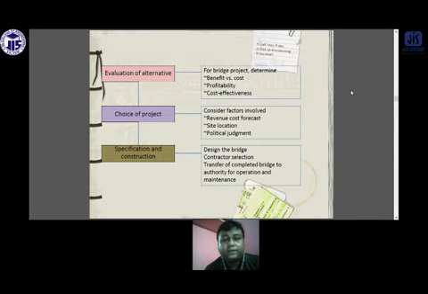Next is the evaluation of alternatives for a bridge project. Determine the benefit and cost ratio, profitability, cost effectiveness. It means evaluating alternatives: what are the various alternatives I need to evaluate? Choice of project. Consider the factors involved: revenue, cost, site location, political judgment, specification and construction, design of the bridge, construction, contractor selection, and transfer of the completed bridge. This is the example given by considering a project work on a bridge.